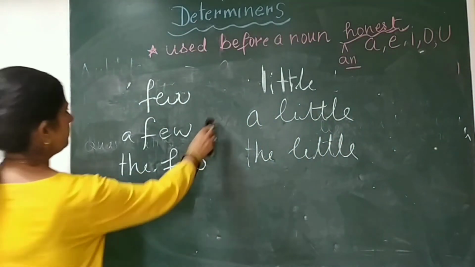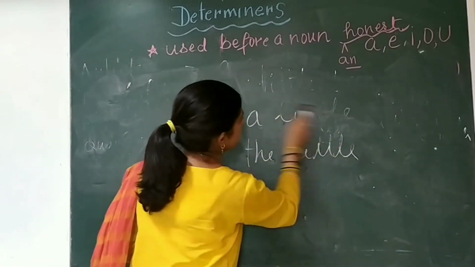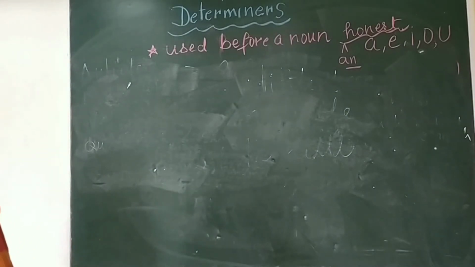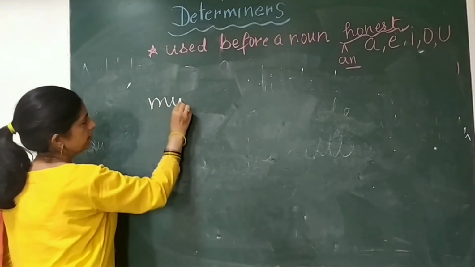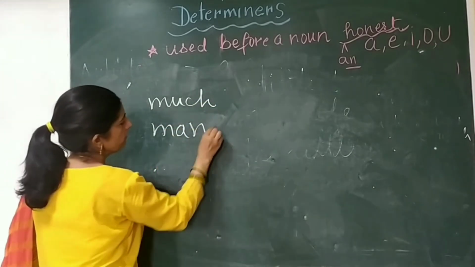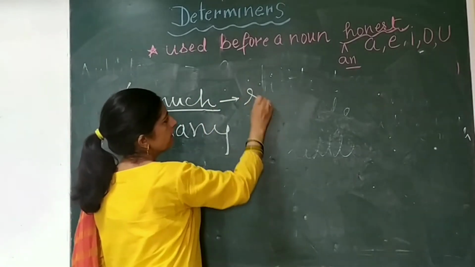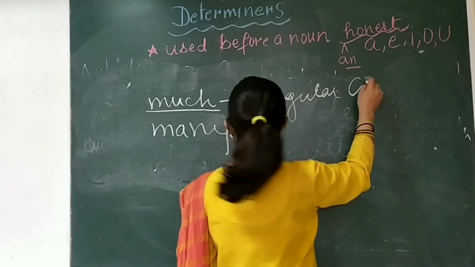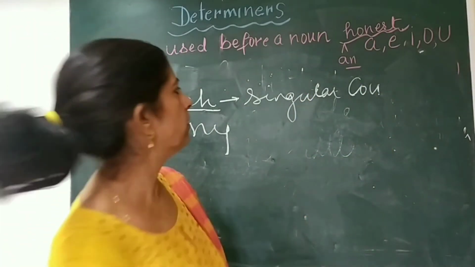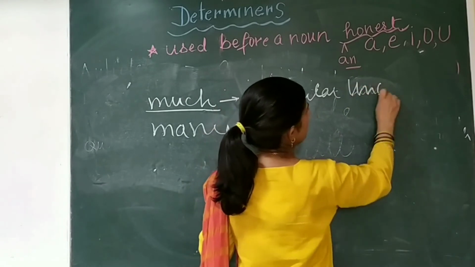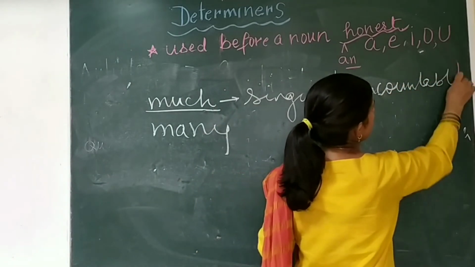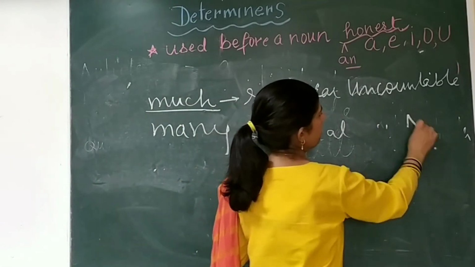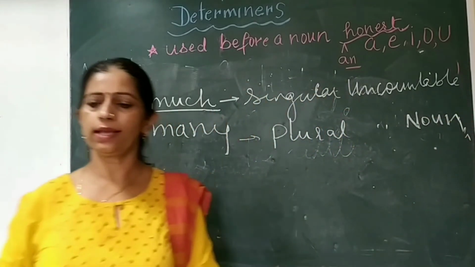Now we come to the next one. Next determiner. This is again quantitative. Now again much and many. Much, many, same difference. Much is used with singular uncountable nouns, and many is used with plural countable nouns. So these are used like that.